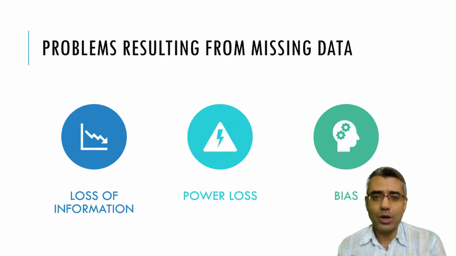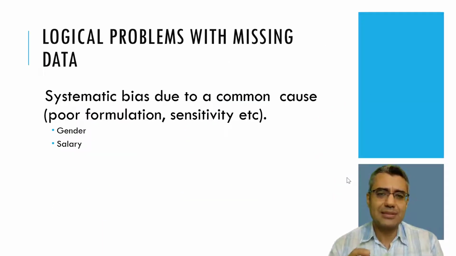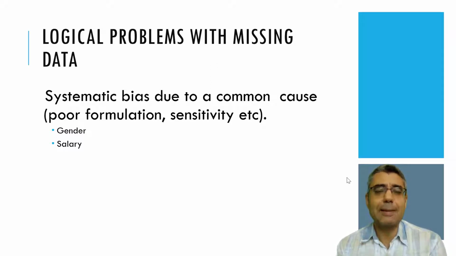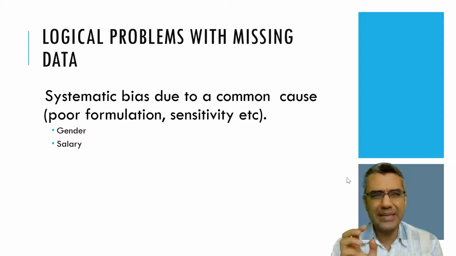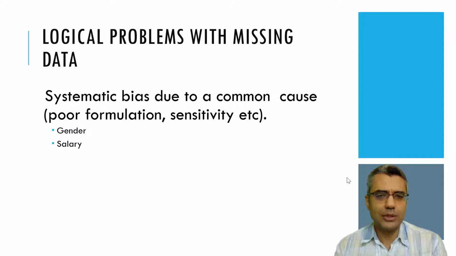And it's about bias. When you have systematic missing cases, this means that you have bias. So systematic bias due to a common cause makes problems, right? So we prefer random missing cases, but when you see a pattern in missing cases, these can be more problematic, right? So I give you an example.